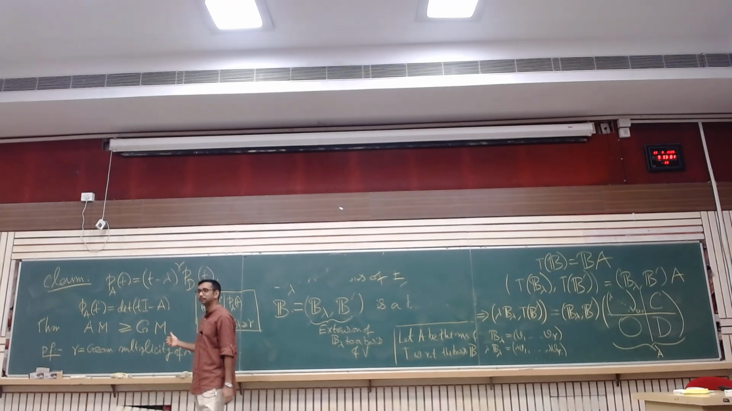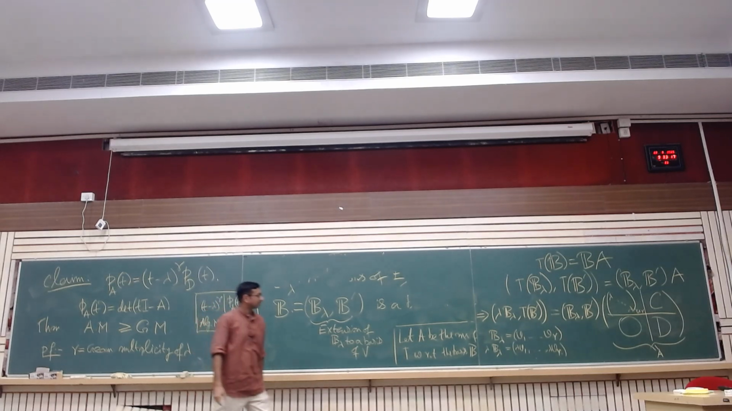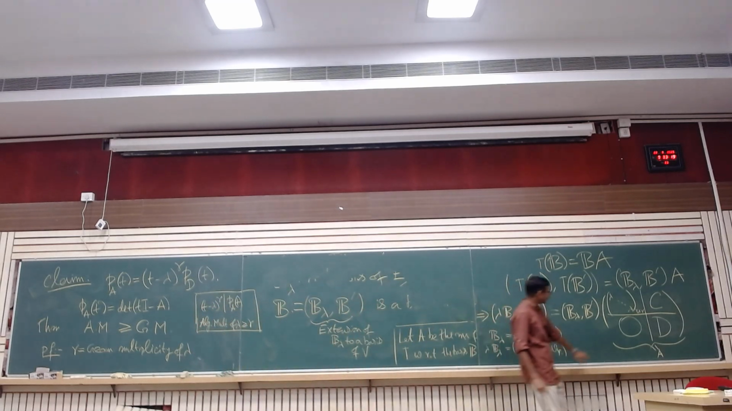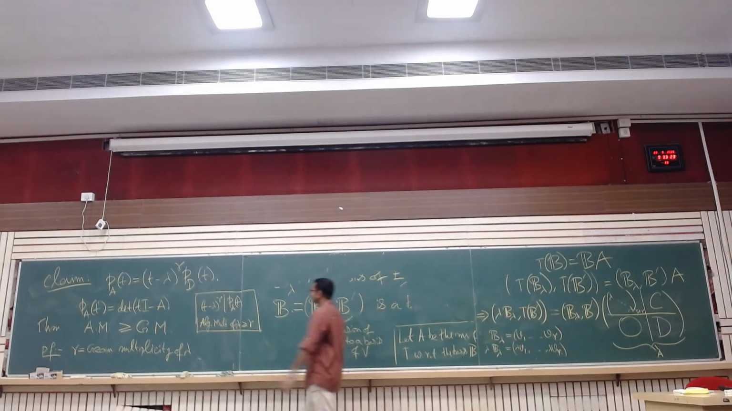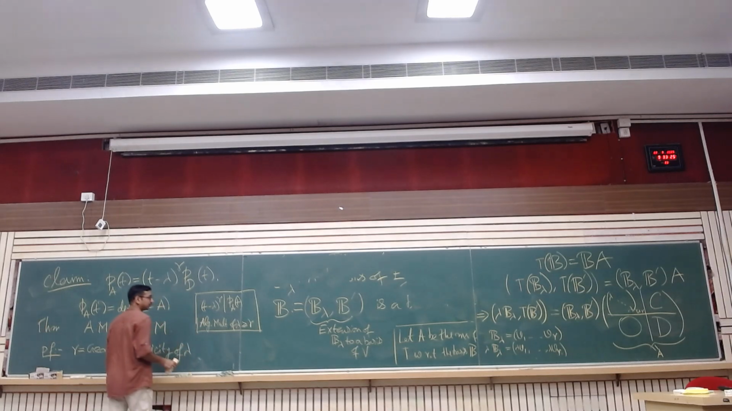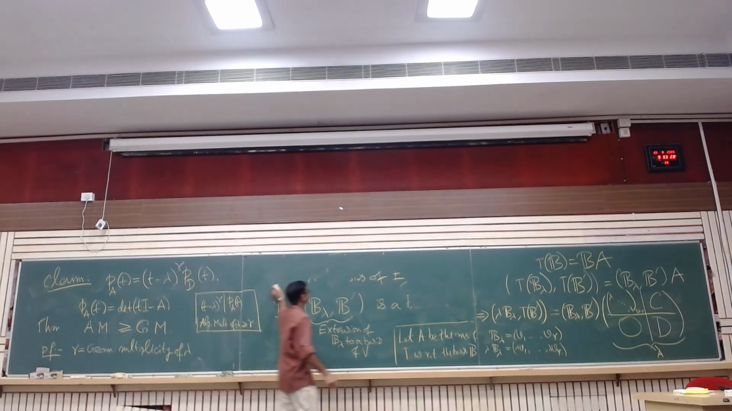PD is just the characteristic polynomial of the matrix D. This is D. This is some matrix D. Okay. All right. So let's prove this. The proof is rather straightforward.